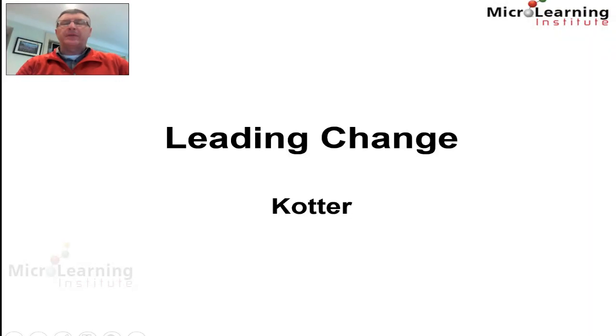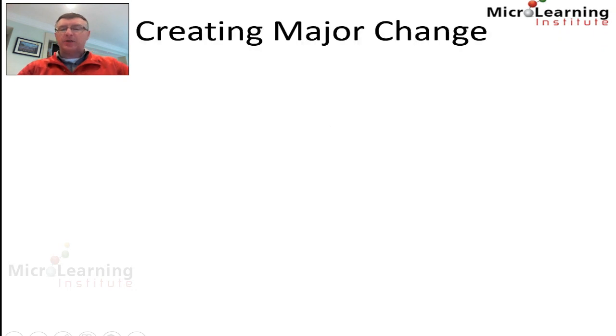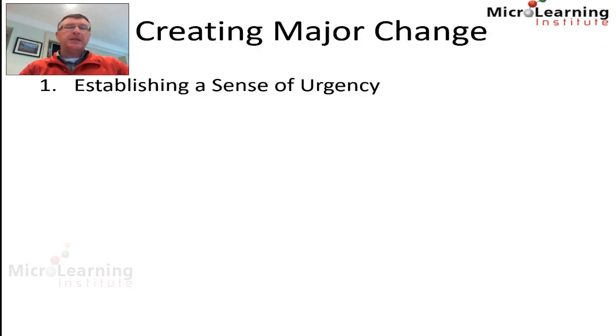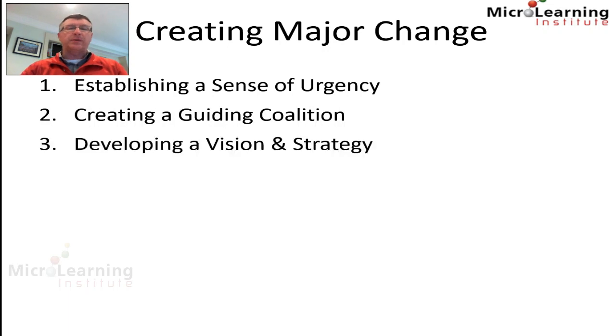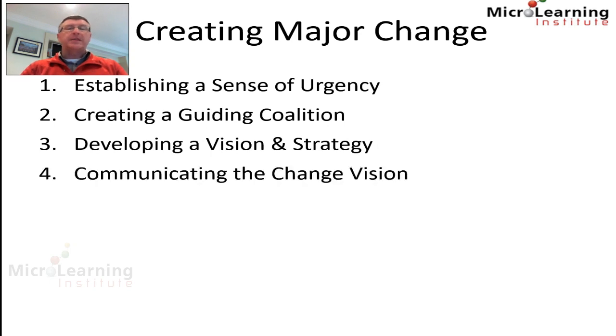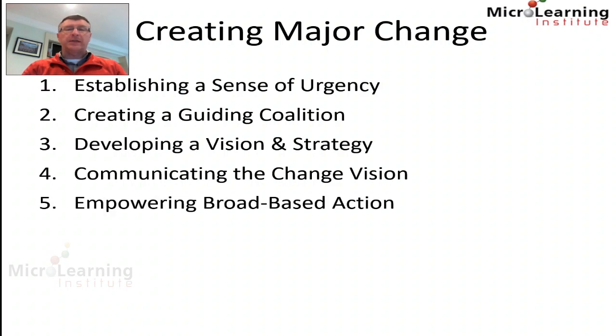In today's lesson from the Microlearning Institute, we look at a process proposed by Kotter to help lead strategic change. This process has as step number 1 the concept of establishing a sense of urgency. Step number 2 suggests that we should then create a guiding coalition to support the change. Step number 3 involves developing a vision and a strategy for the change. Step number 4 involves communicating this change vision to the organisation.